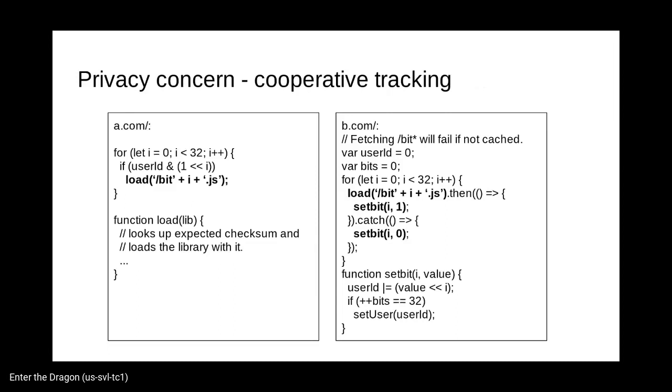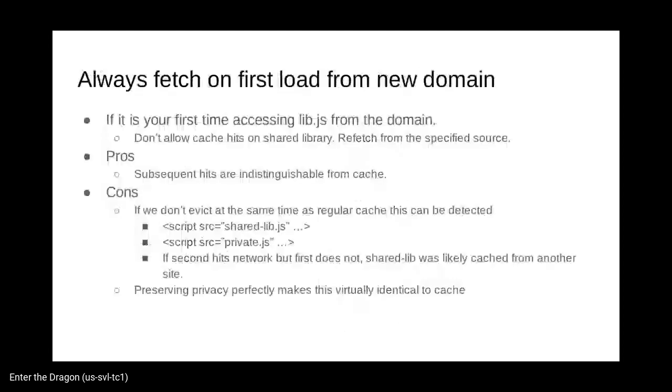Similarly, you could imagine some sort of cooperative tracking where a.com wants to share some ID with access from b.com. So they construct a set of libraries representing the user ID bits and load the ones which correspond to the ones and check on the other site which ones have been cached. So yeah, obviously we want to avoid this.